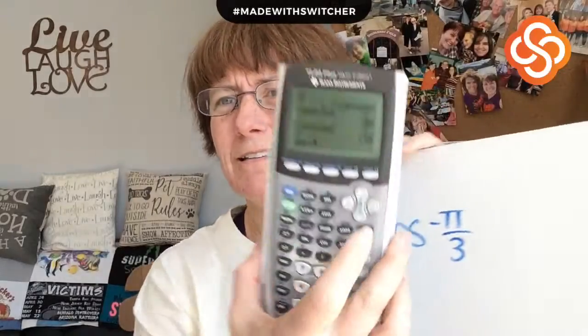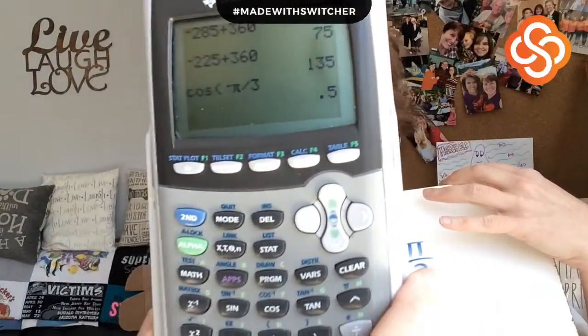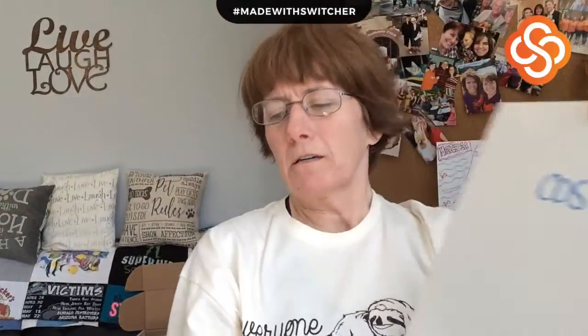Put it into radians, and you could do the cosine, and you would just plug in the cosine of negative pi divided by 3. You would hit enter, and it will tell you the answer is 1/2. Well, hooray.